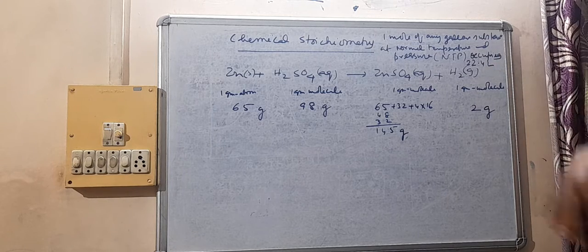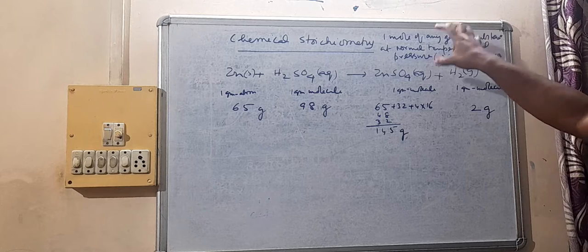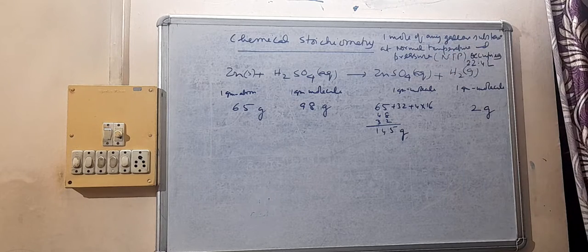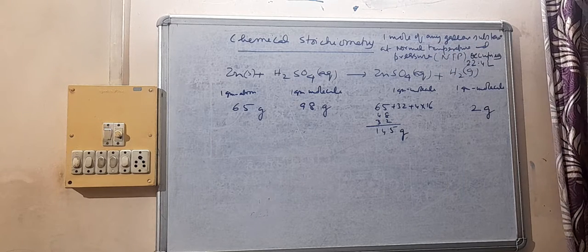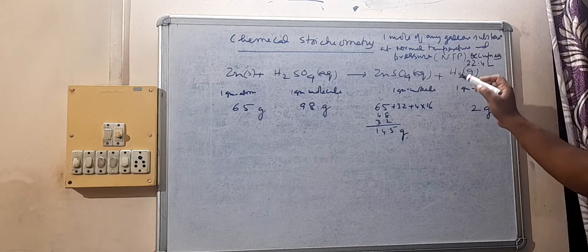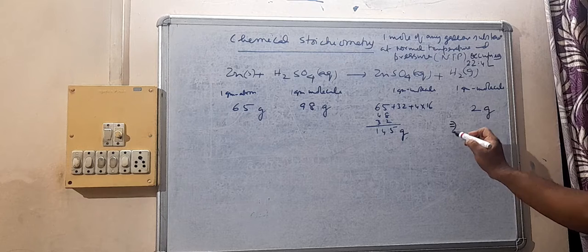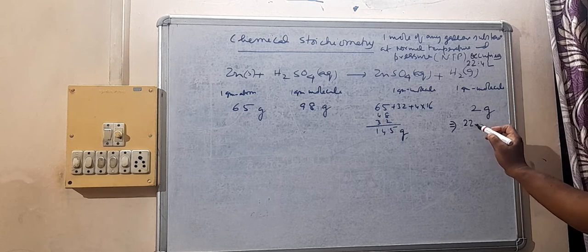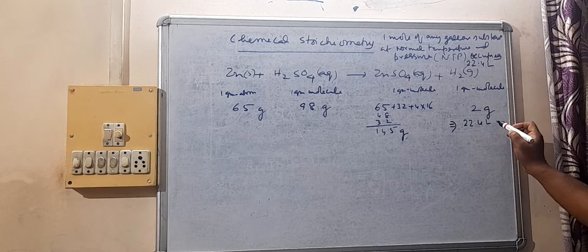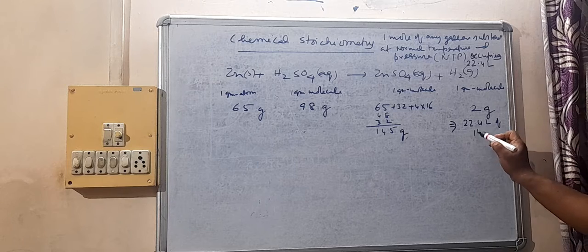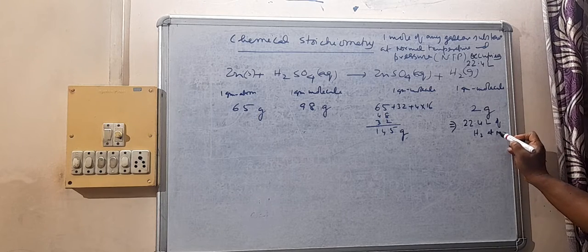This is a result that you need to remember. We can prove it from the mole concept. Now, since this is 1 mole of hydrogen, it will also mean 22.4 liters of hydrogen at NTP.